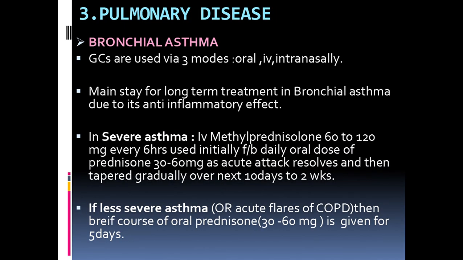Then pulmonary disease, bronchial asthma. Glucocorticoids are used via 3 modes, oral, IV, intranasally. Mainstay for long-term treatment in bronchial asthma due to its anti-inflammatory effect. In severe asthma, IV methylprednisolone 60 to 120 mg every 6 hours used initially, followed by daily oral dose of prednisone 30 to 60 mg as acute attack resolves, and then tapered gradually over next 10 days to 2 weeks.